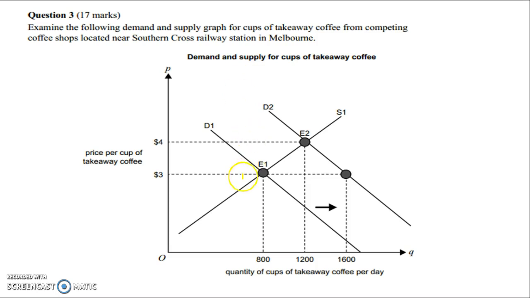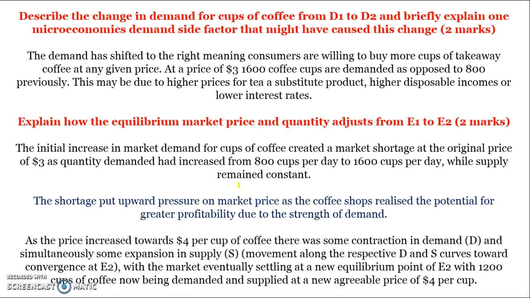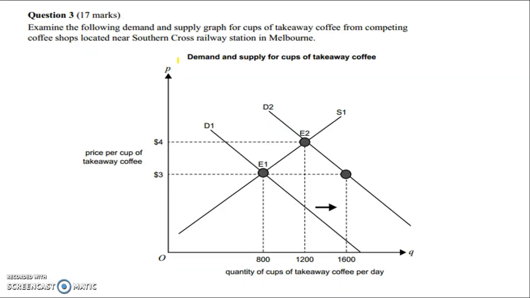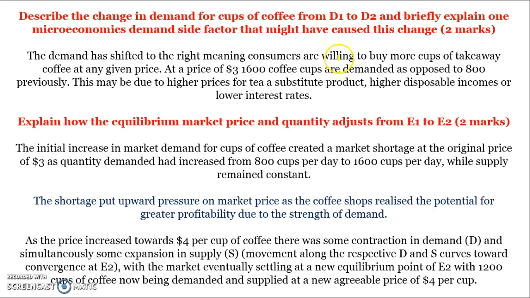So if you get a graph like this, the first question on the exam was: describe the change in demand for cups of coffee from D1 to D2 and explain one microeconomic factor that may have caused this. So it's really important that you articulate that the demand curve has shifted to the right, which means there's now more demand for coffee cups at any given price. Okay, so this means consumers are more willing to buy coffee cups at any given price. At a price of $3, 1,600 coffee cups are demanded as opposed to 800, so really articulating using the quantities.